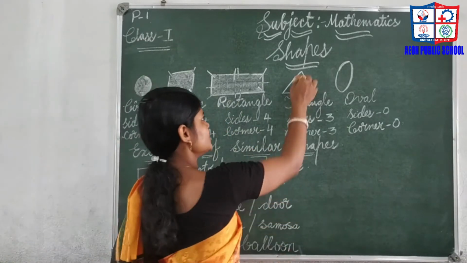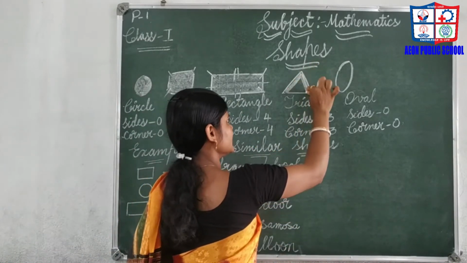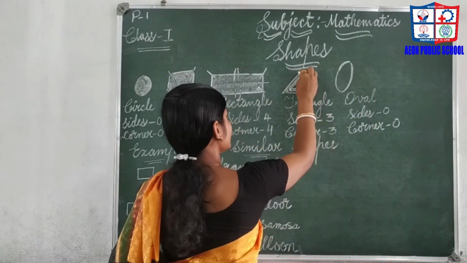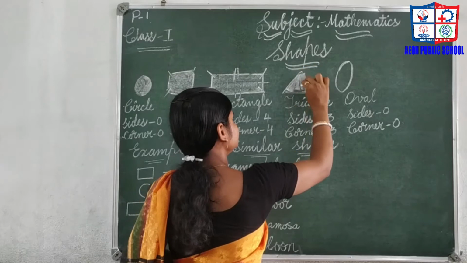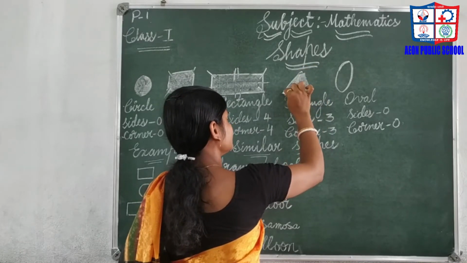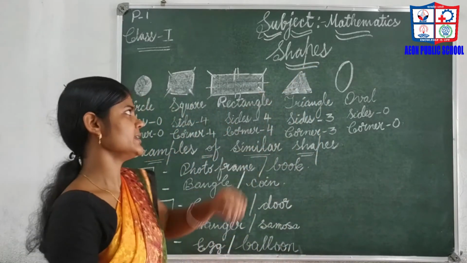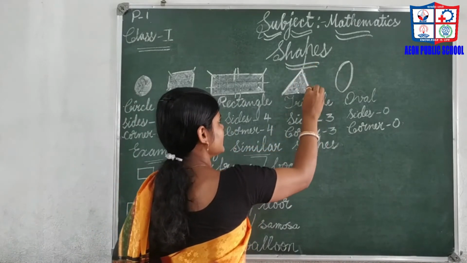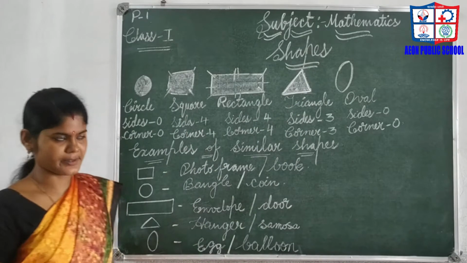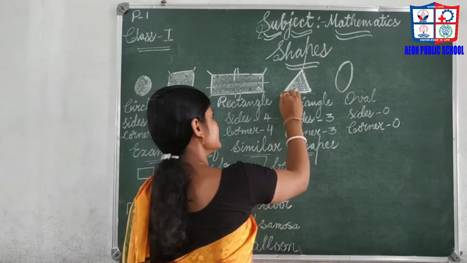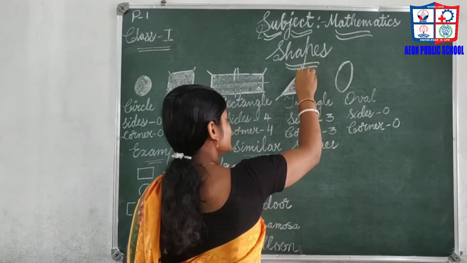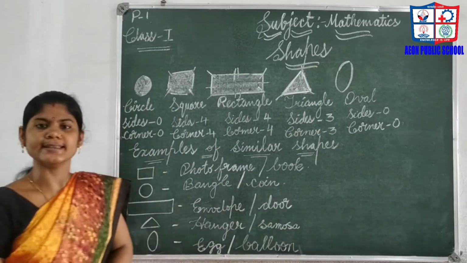Now next is triangle. Is this triangle? Yes, it is triangle. So it has how many sides? Obviously 1, 2, 3. Here 3 sides are there. And how many corners? See, 2 edges meet at one point, that is 1, 2, 3. So 3 corners and 3 sides.